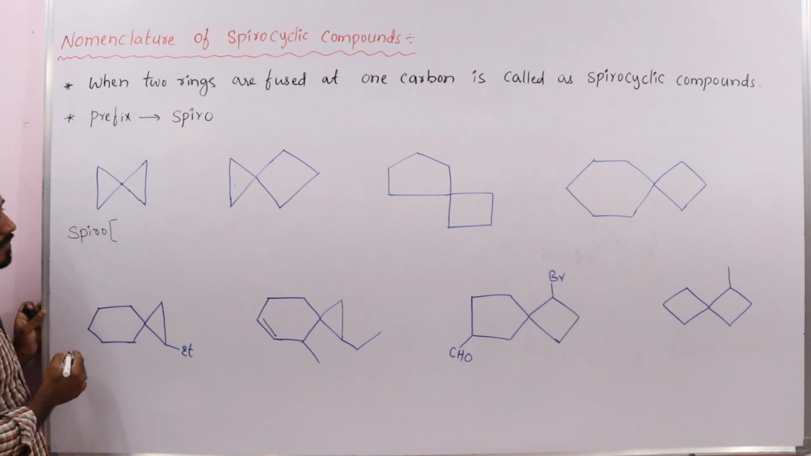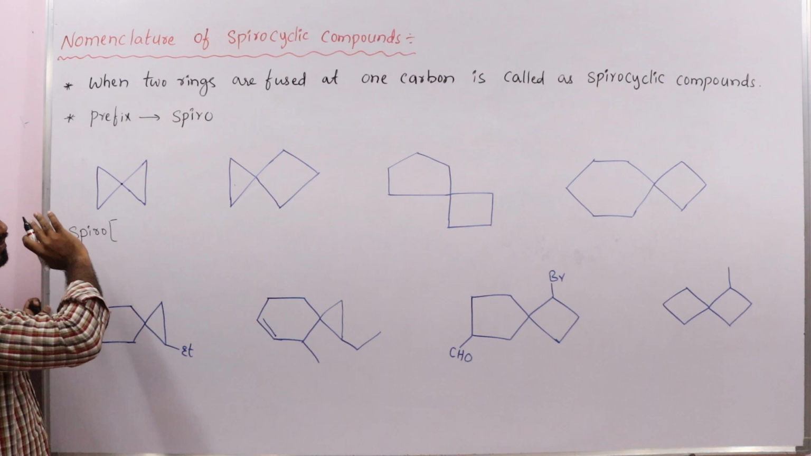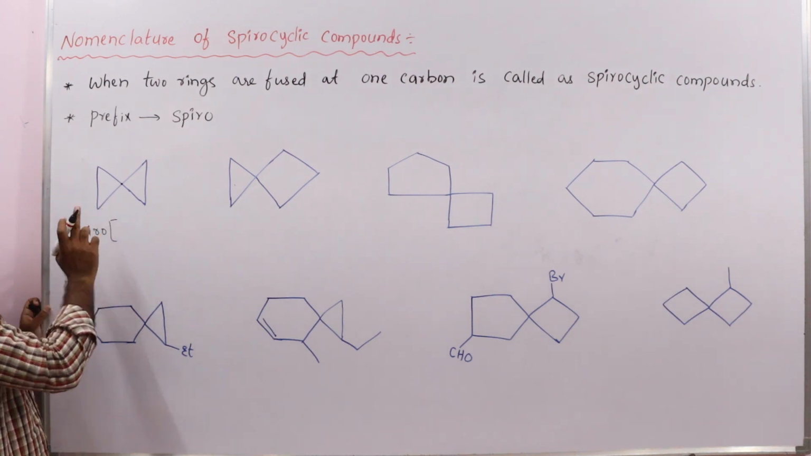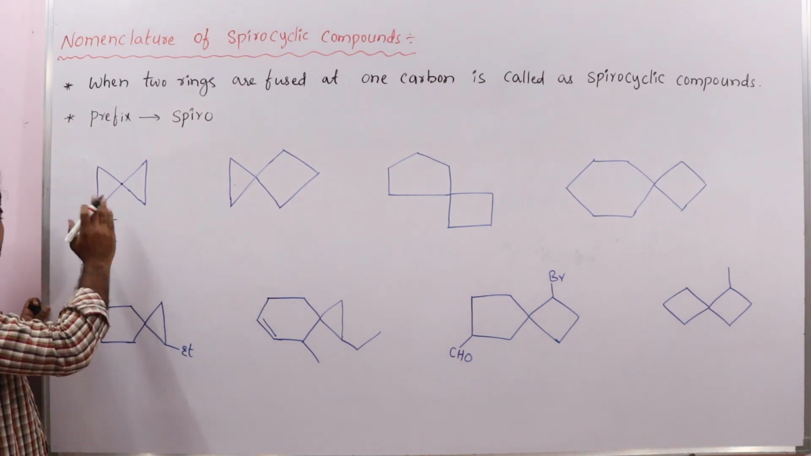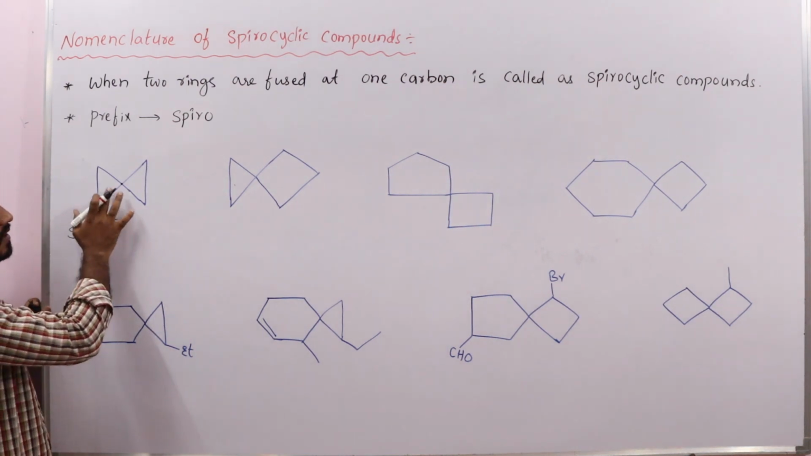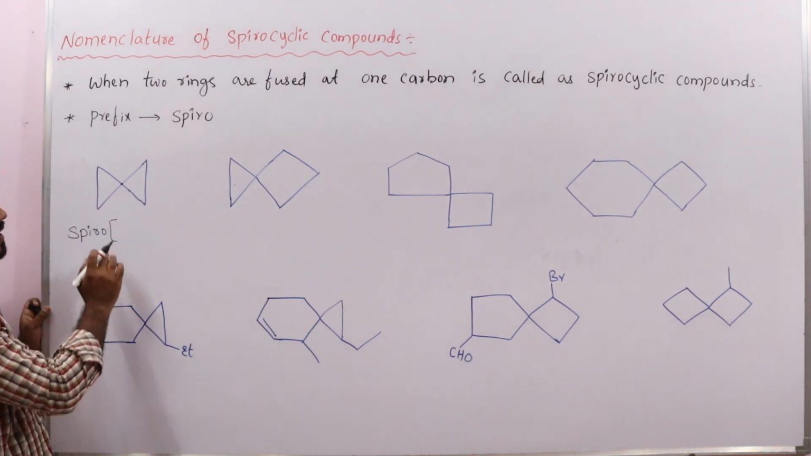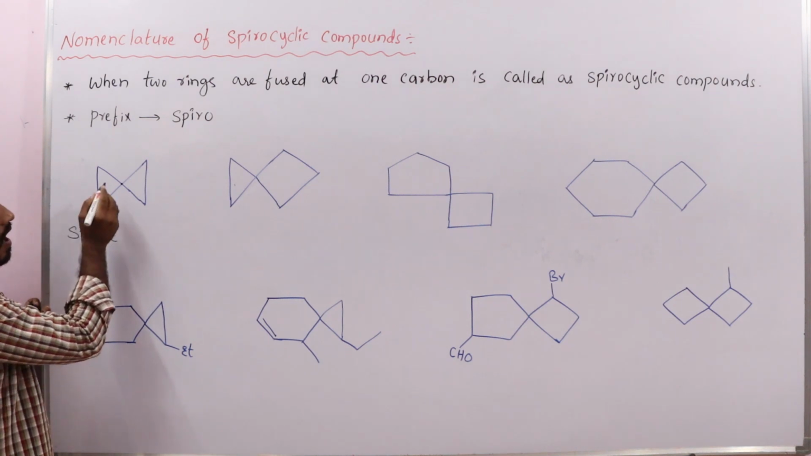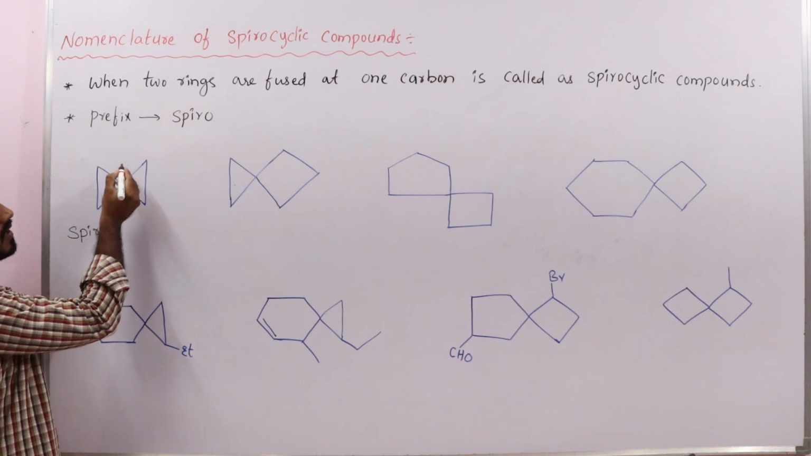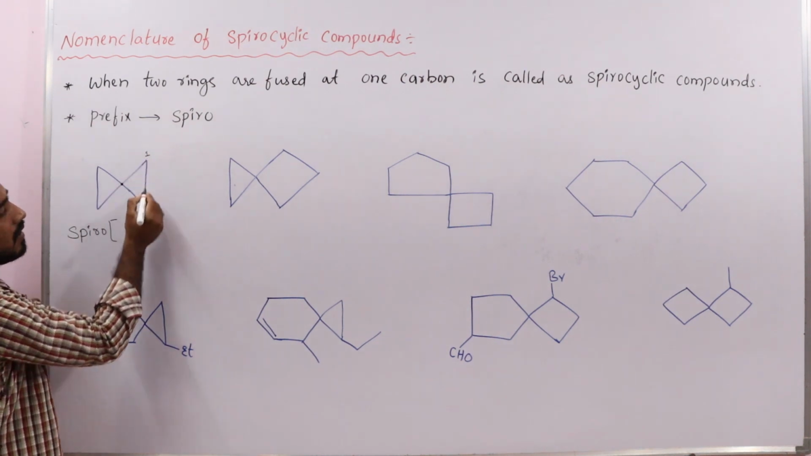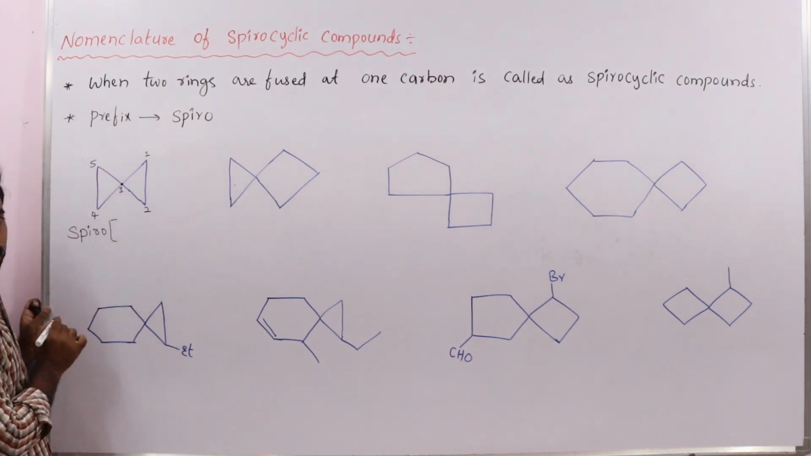Then in square brackets, we have to start the numbering from the smallest ring to the larger ring. In bicyclic compounds, it is larger ring to smaller ring. In spirocyclic compounds, it is smaller ring to larger ring. In this molecule, two rings are of the same size, so from anywhere we can start after the spiro atom. This is called the spiro atom. After the spiro atom we can start numbering 1, 2, 3, 4, 5.